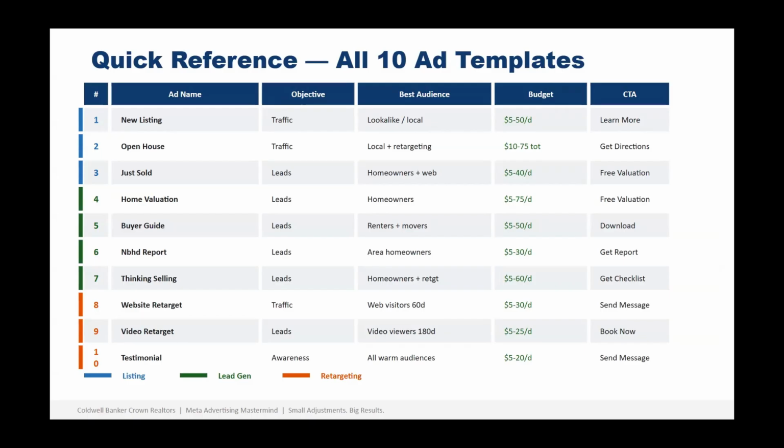Now, I'll send these slides out to everybody so you guys have them. But this here is our quick reference guide, right? So this gives you what type of ad you're going to run, what the objective is for that ad, which will determine what systems are set up behind it in Meta. They do that automatically, okay? What your best audience is going to be for those different types of ads, a recommended budget, and what the call to action should be.